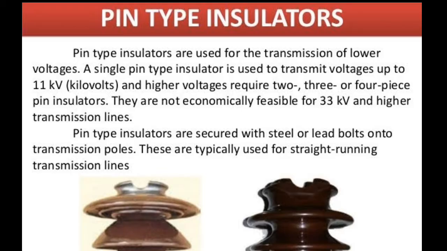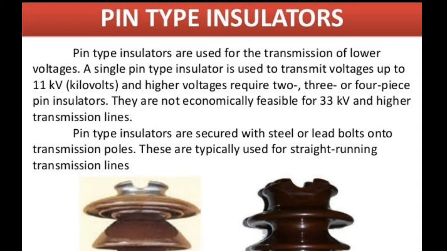Now what are pin insulators? Pin type insulators are used for the transmission of lower voltage. Lower voltages are 230 volt, 440 volt, etc. A single pin type insulator is used to transmit voltages up to 11 kV and higher voltages require 2, 3 or 4 piece pin insulators. They are not economically feasible for 33 kV and higher transmission lines. Pin type insulators are secured with steel or lead bolts on transmission poles. These are typically used for straight running transmission lines.